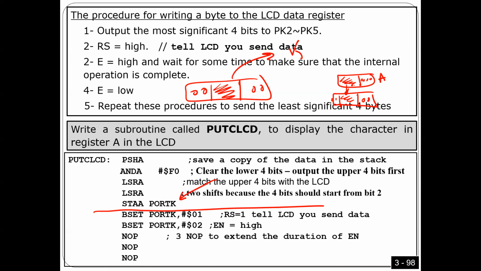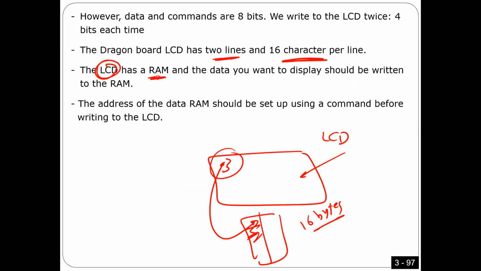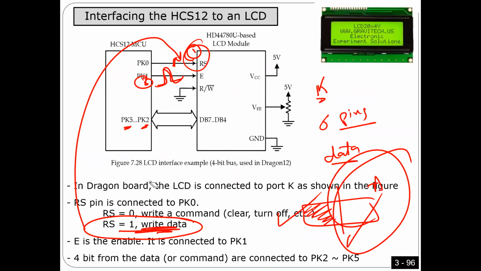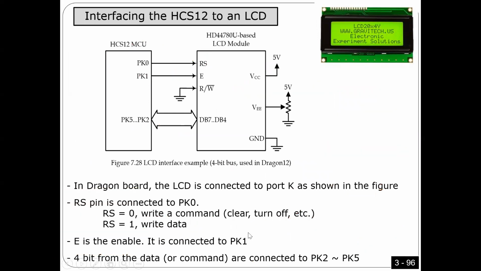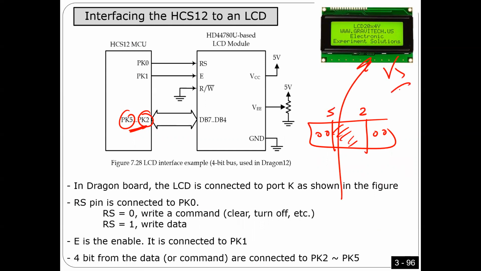Why did I shift twice? Yes, that's true. Simply because if you go back here and look here, the data should start from PK2. PK2. You got what I'm saying? That's what I did. So when I shifted twice, I'm going to have here 0 0 0 0 and the 4 bits here. So I'm going to start from 2 to 5, and then I'm going to send everything to port K. Is that okay? So this is step number 1.